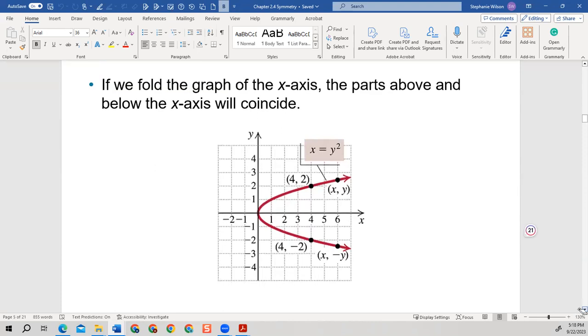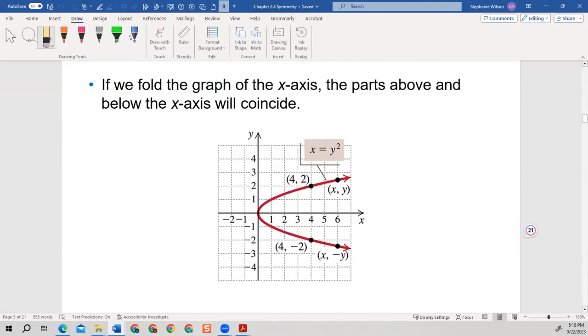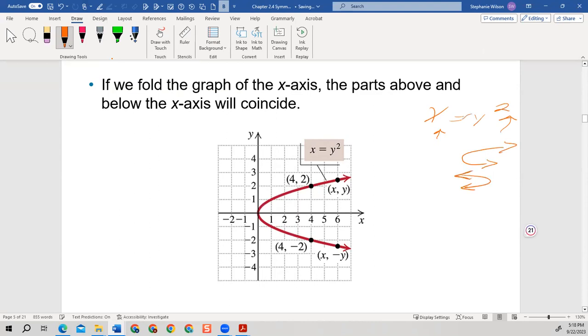I have this function, x equals y squared. So we know we've got a parabola because of the squaring. And since it's set equal to x, we know it's going to open to the right or to the left. And since y squared has a positive 1 on it, we say it opens to the right. If it was negative, we'd open to the left. But since it's positive, we open to the right.